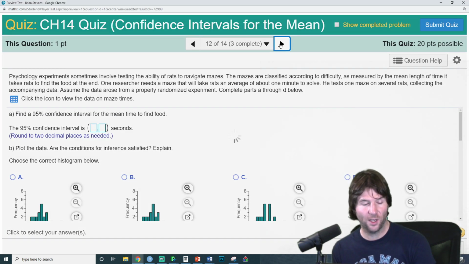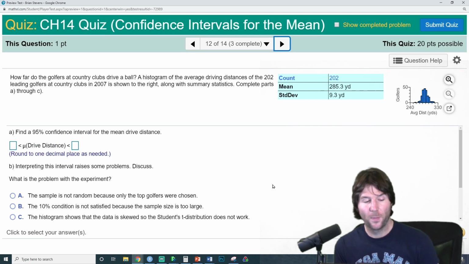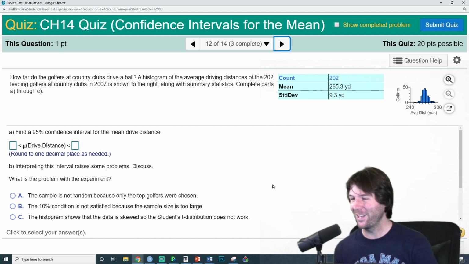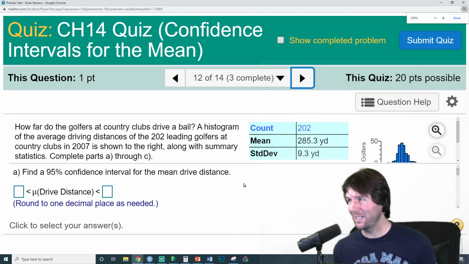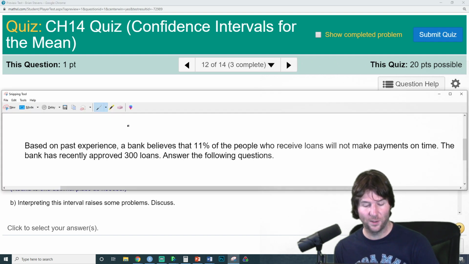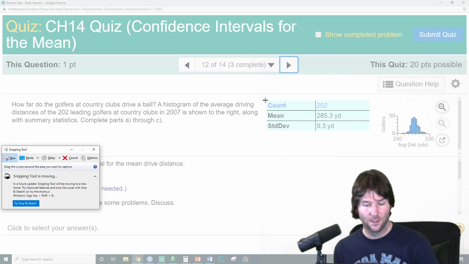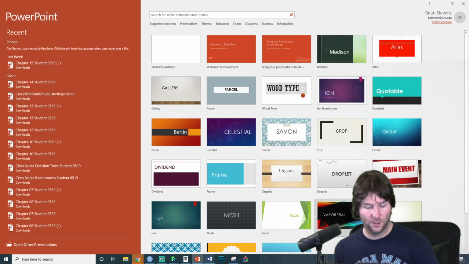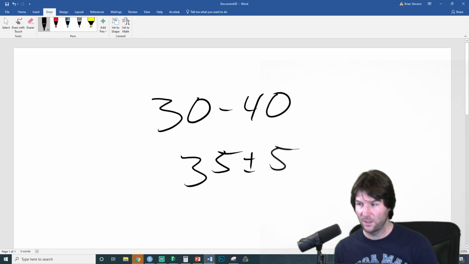Country club question coming up. Here we go. How far do the golfers at a certain country club drive the ball? Now, here's the really awesome thing about using R. Well, let's do it the right way, the way we should do it for this class to practice. So let's get our practice in right here. We really only need this grid, so we're just going to take the grid for the question and bring it over.